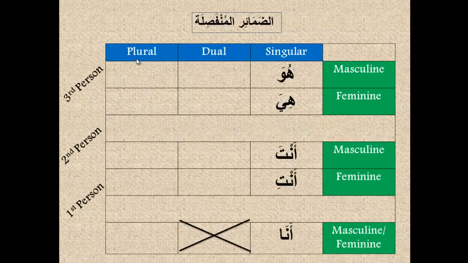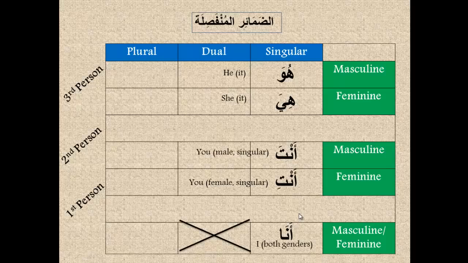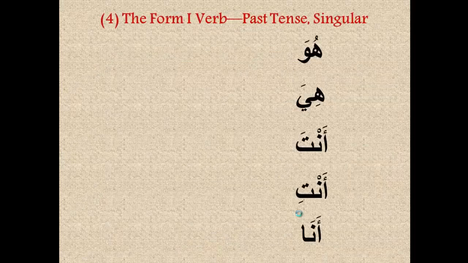Let's begin. Here is a review of al-dhama'ir al-munfasila, which you learned a few minutes ago. We have huwa, which means he, hiya, which means she, anta, which means you, anti, which also means you. Anta is for the masculine and anti is for the feminine, and ana, which means I, and it works for both genders. So here are the pronouns we learned today. Now we are going to learn conjugation.